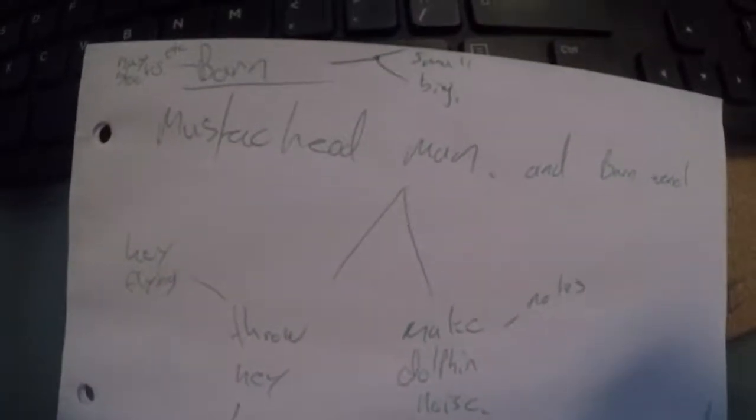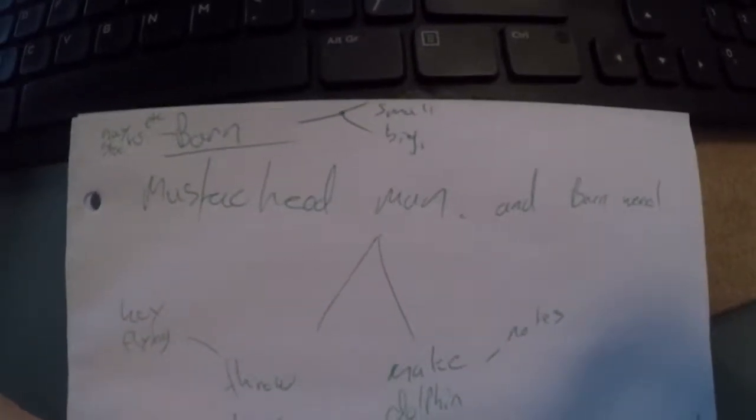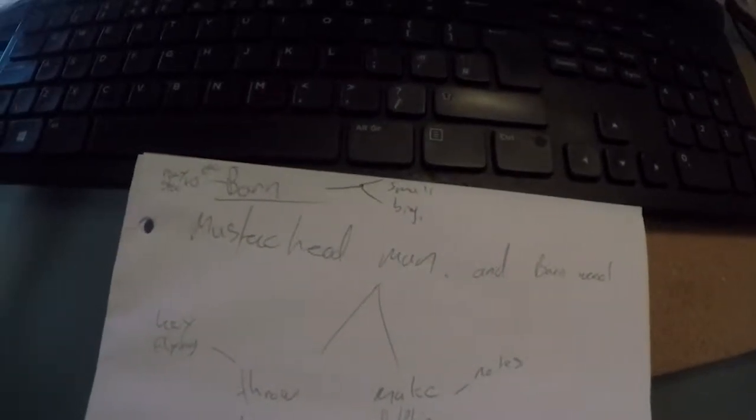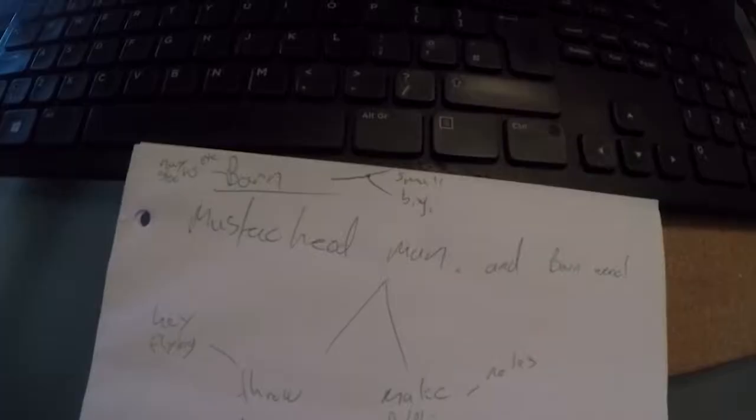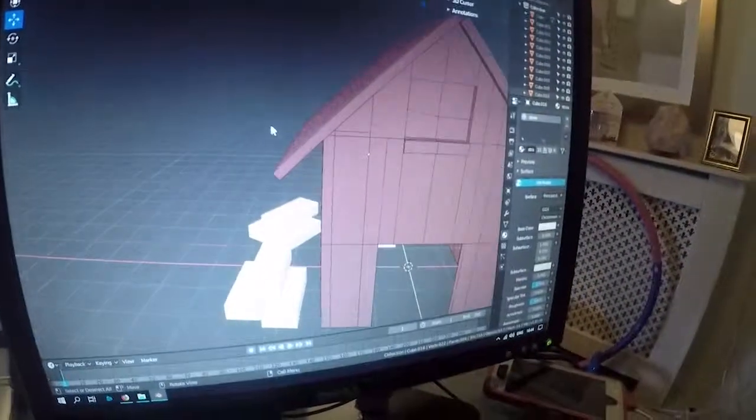Hey, so I met with our writer yesterday evening, and she gave us some of the initial story. So we got our mustachioed man and a barn weasel in a barn as the start of the story. That's just what I've been working on today. Started with the barn in Blender, which I can show you now. So this is how it ended up. It still needs some work.